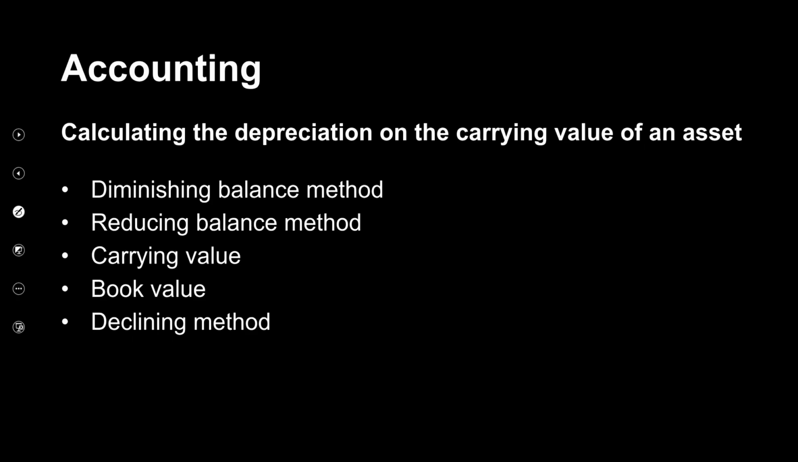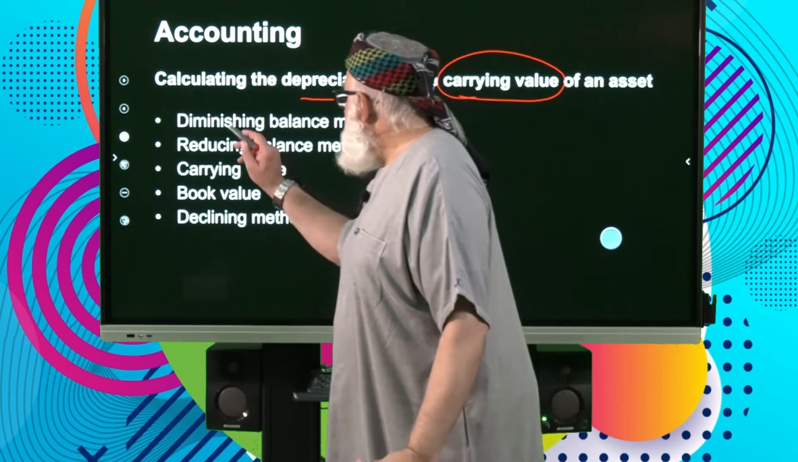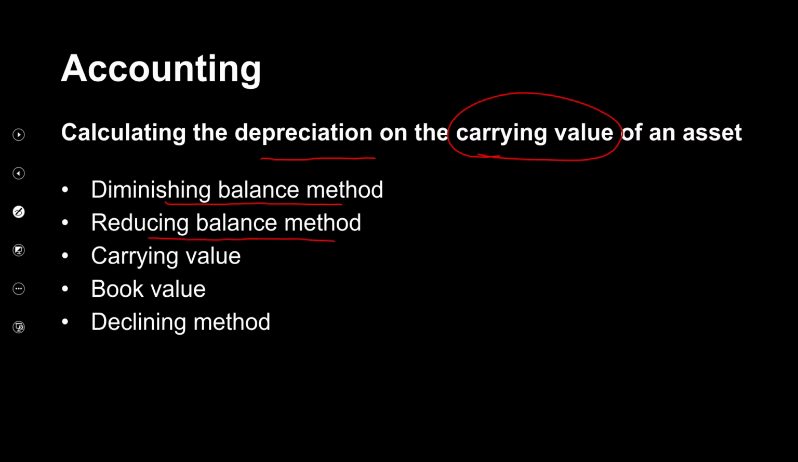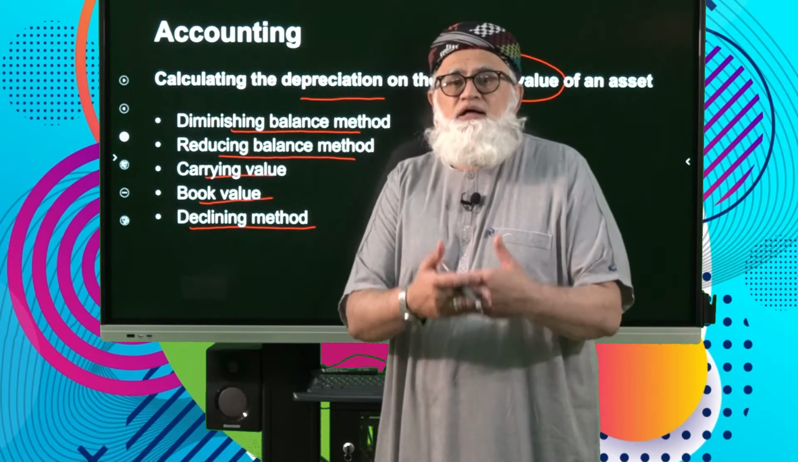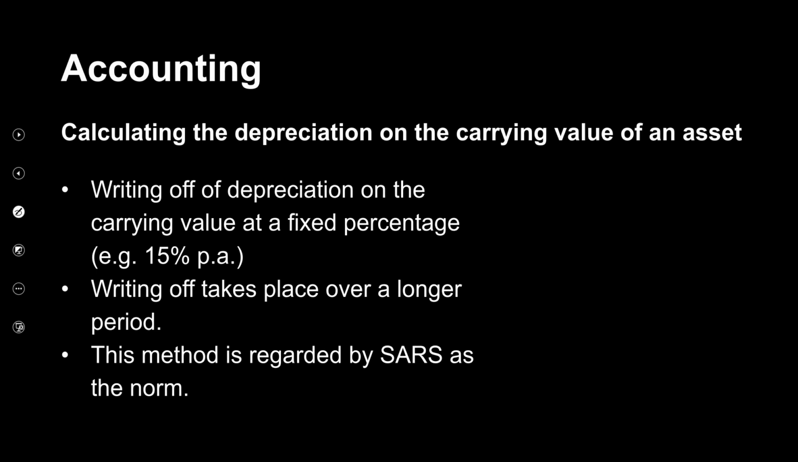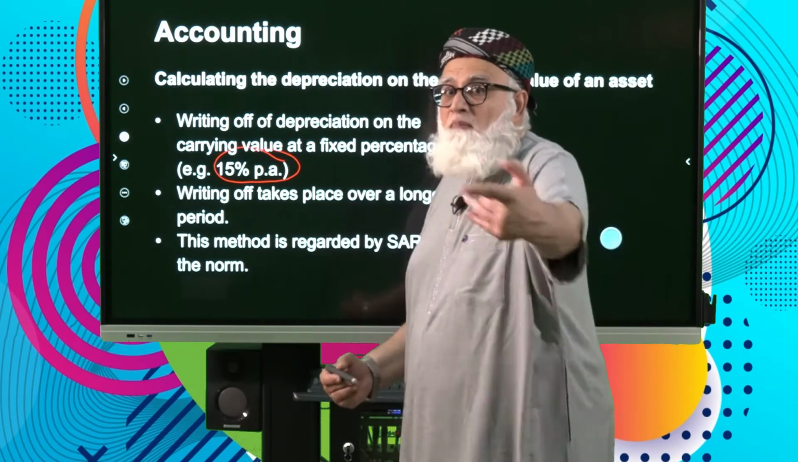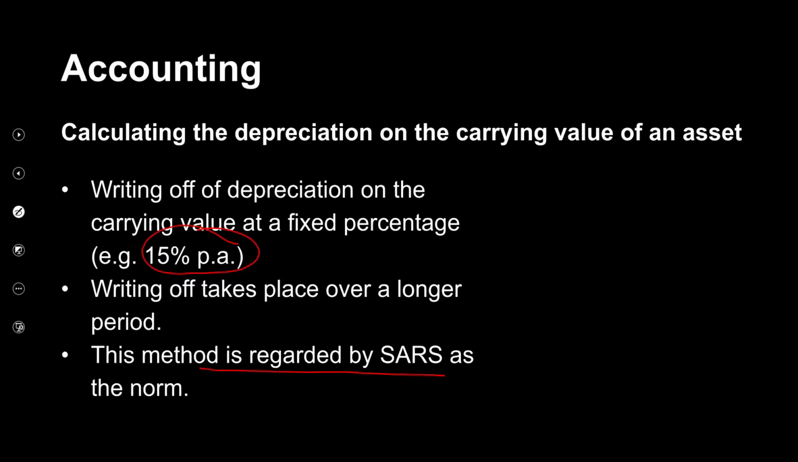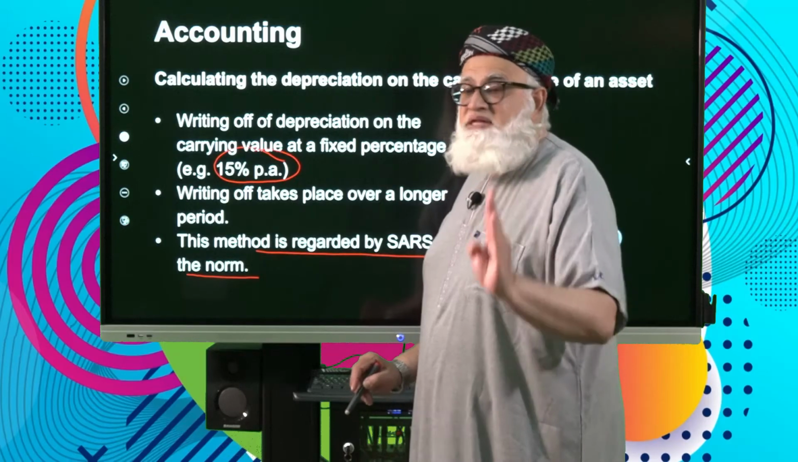The other method of depreciation is where we use the diminishing balance method. Now, this one here, notice the important part is the carrying value. That means you calculate your depreciation on the carrying value. So it's called the diminishing balance method, the reducing balance method, the carrying value, the book value, or even the declining method. Basically, what it means is that every year your depreciation will diminish. So what you have seen here is that when you're writing it off, your depreciation will work out as a certain percentage every year. The writing off of depreciation takes a longer period, and this method is regarded by SARS as the norm. Which method? The diminishing balance method.